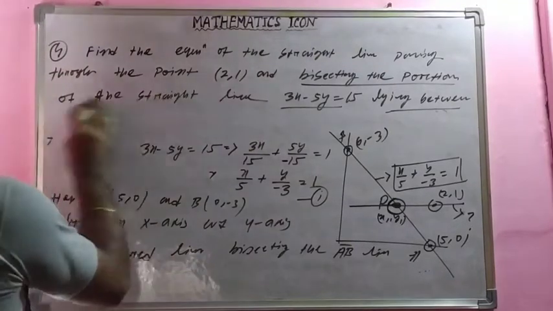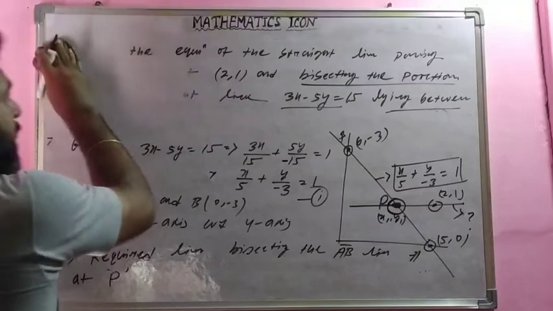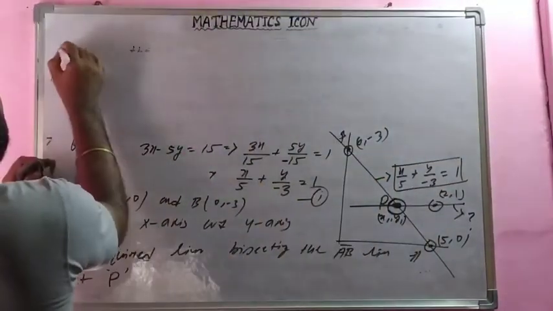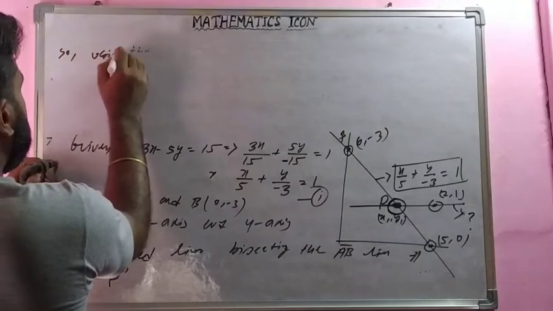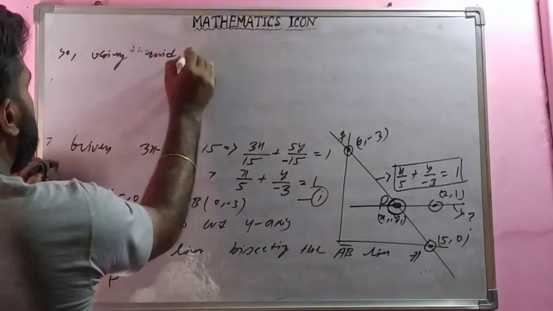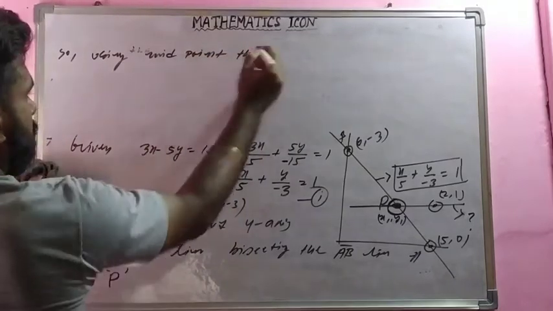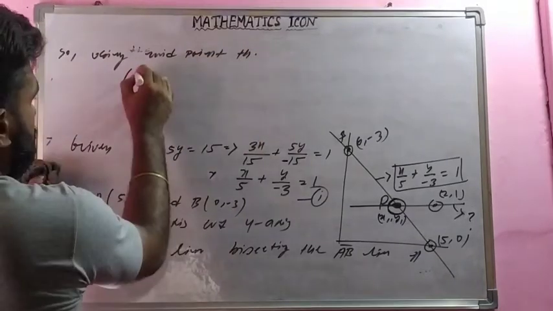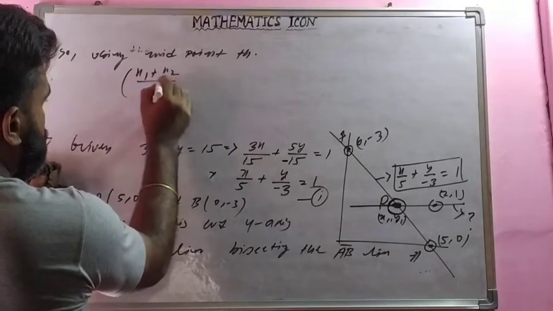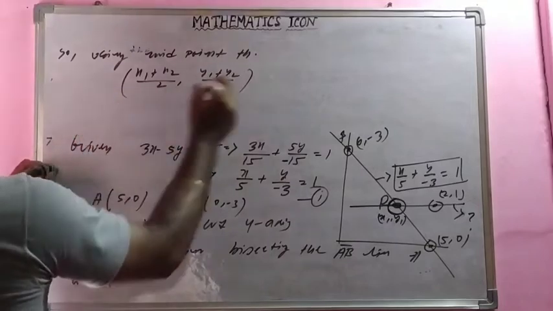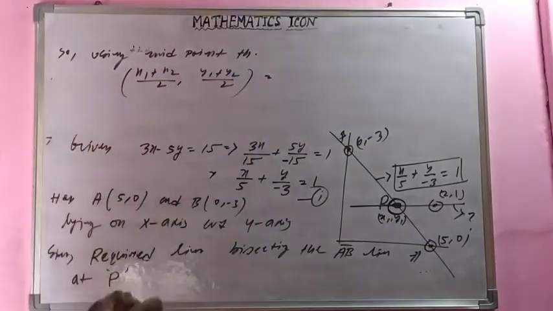So using midpoint theorem, can I find the coordinates of P here? What is the midpoint theorem? (x1 plus x2) by 2, (y1 plus y2) by 2. ये है मिडल पॉइंट्स का कोऑर्डिनेट्स निकालने का रास्ता.